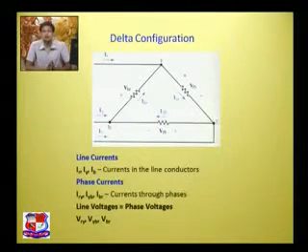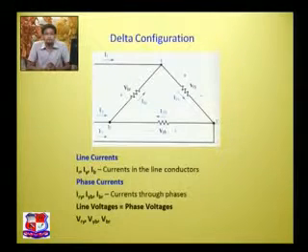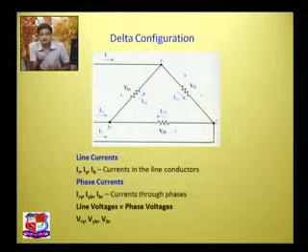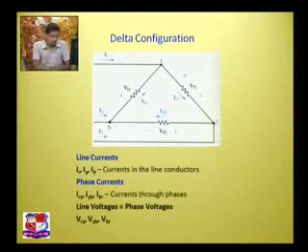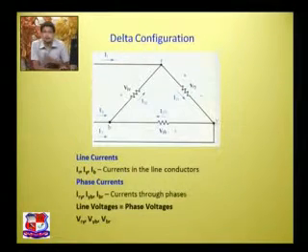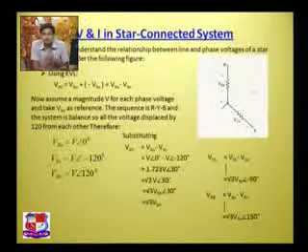the currents in the conductors, and the phase currents like IRY, IYB and IBR, the currents in the phase. In this delta configuration, line voltage is equal to the phase voltage, like VRY, VYB and VBR.